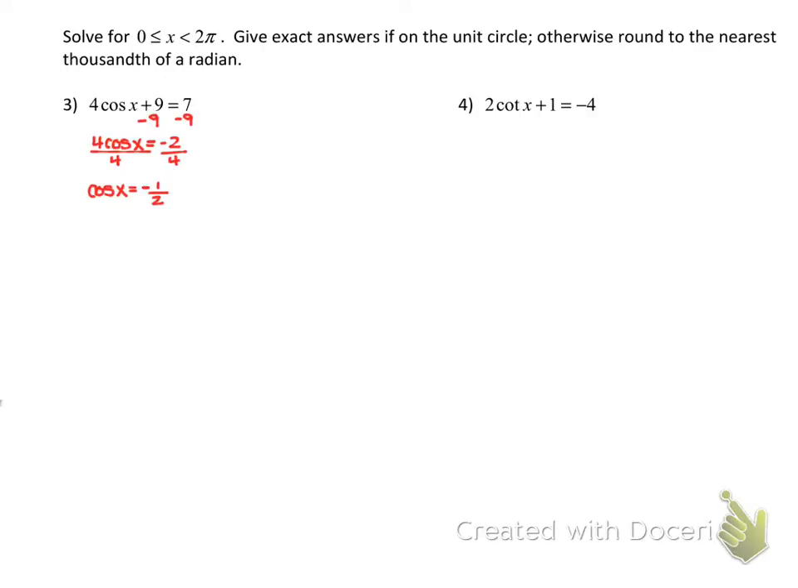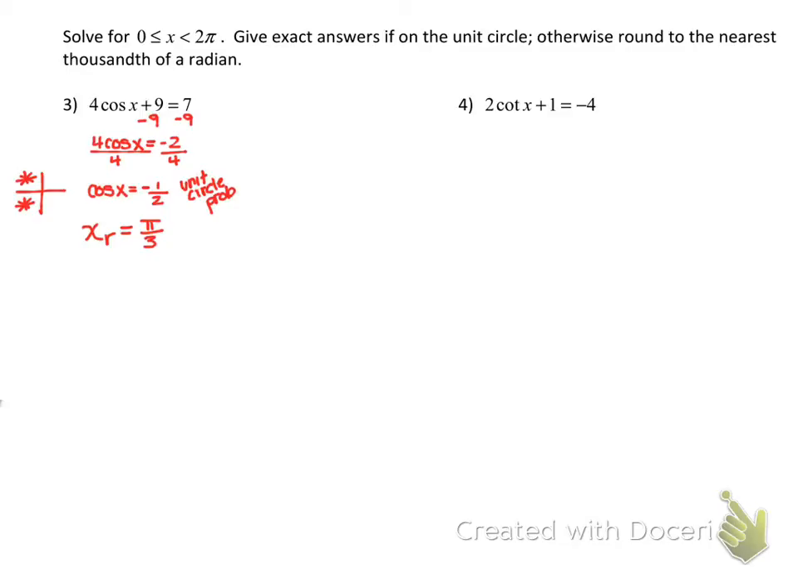And then we should recognize right here that we have a unit circle problem, because on the unit circle, there is an angle where cosine is -1/2. So in which quadrants will cosine be negative? 2 and 3. So now we need to find the reference angle. And knowing your unit circle, you're looking at where is cosine 1/2 in quadrant 1? And that is pi over 3.